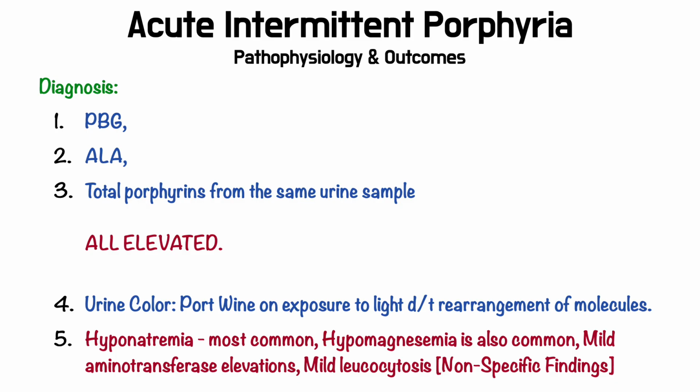And the non-specific findings in acute intermittent porphyria are hyponatremia, which is most common, and hypomagnesemia is also common. Mild aminotransferase elevations can happen, and also mild leukocytosis can occur. So these are the non-specific findings in the diagnosis.